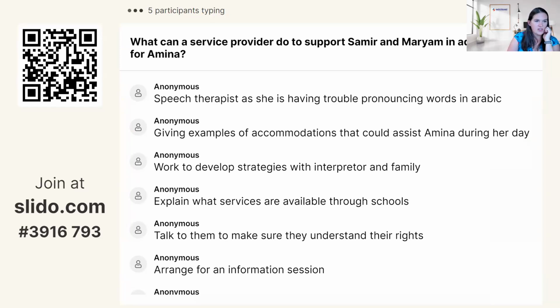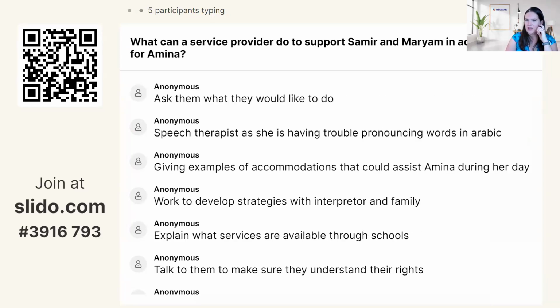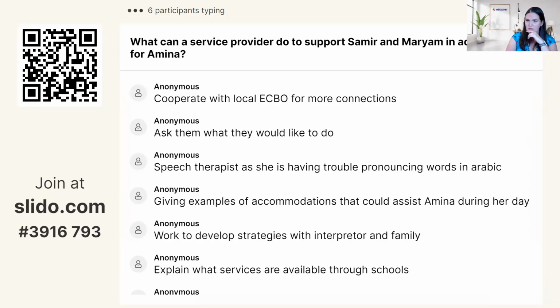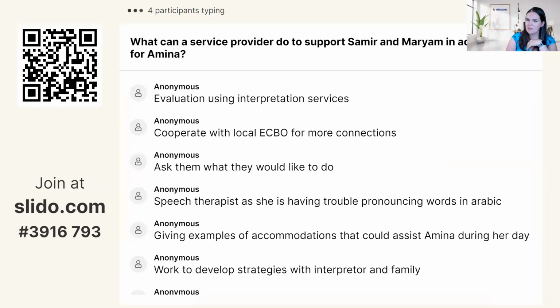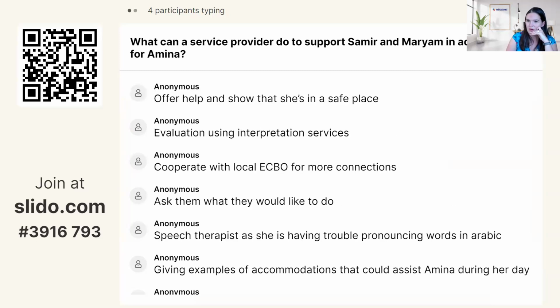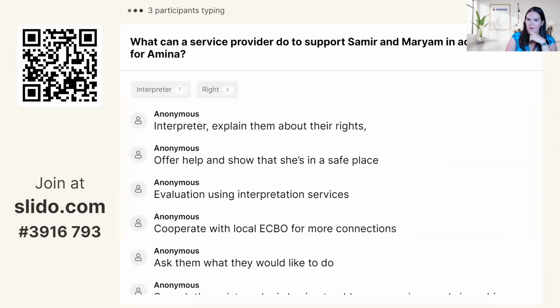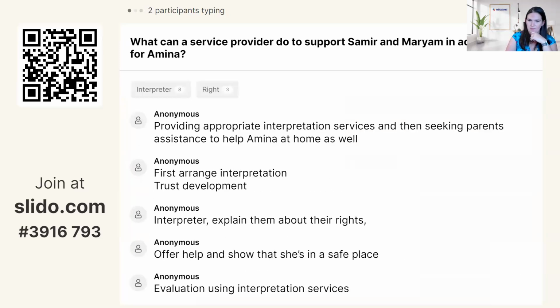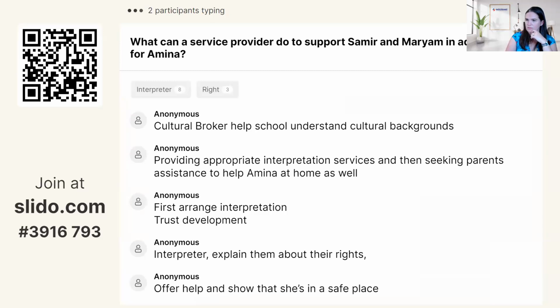So giving examples of accommodations that could support Amina during her day. Collaborating with the local, I don't know the acronym, ECBO, for more connections. If someone wants to drop that in the Q&A, I know we don't have chat, that would be helpful. Or if one of my co-presenters knows that acronym. Ethnic-based community organization, thank you.